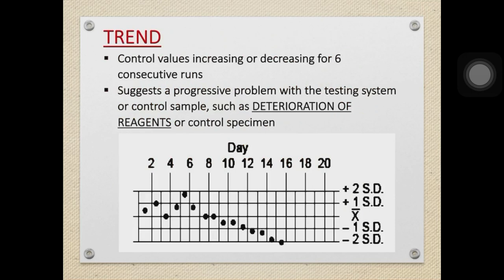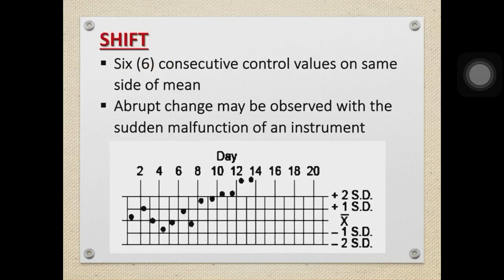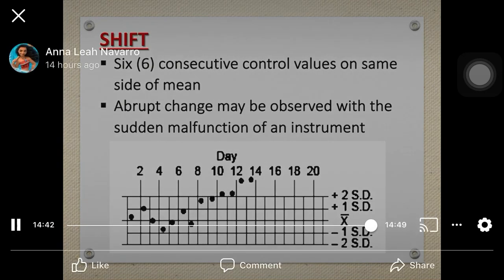Trend, control values, increasing or decreasing for 6 consecutive run. Ano po ang primary cause ng trend or main cause of trend? Deterioration of reagent. Kapag naman po na-mention yung shift, 6 consecutive values on the same side of the mean. Remember, anong main cause ng shift? Improper calibration of instrument. Hanggang dito po muna.